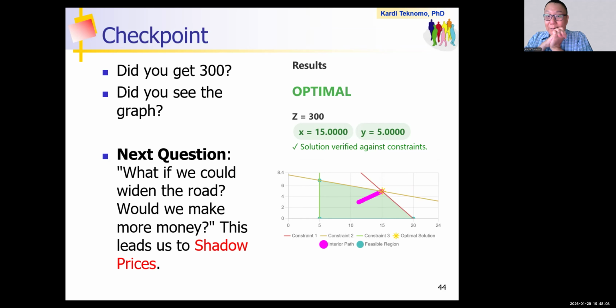Now look at the plan. We are limited by traffic, right? So if we widen the road, could we build more commercial, which pays more? How much more? That's exactly the next question. What if we widen the road? Will we make more money in terms of tax? This leads to what is called shadow price. You can search it in Google. This is the most valuable part for the professional.